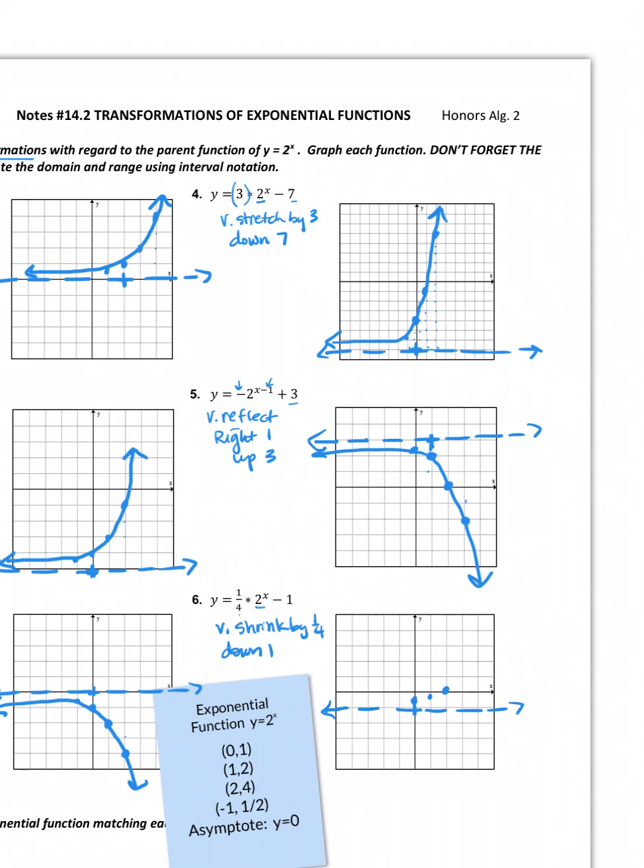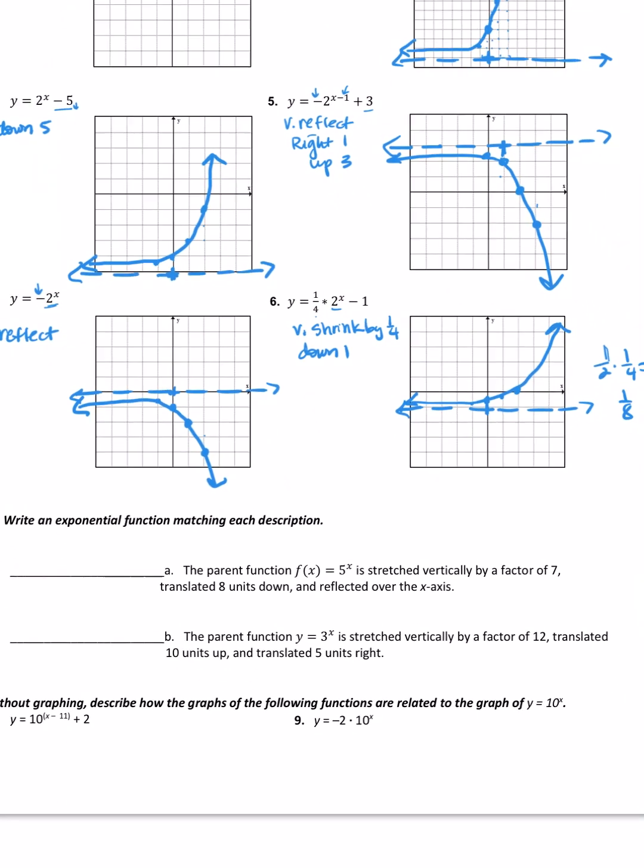If I go to the left one, 1/2 of 1, think about this, 1/2 times 1/4 is 1/8. So it's barely above that asymptote. So it's a very, very slow growing exponential function, but it's still an exponential function. All right. Now that we've done that, let's look at some different kinds of questions here.